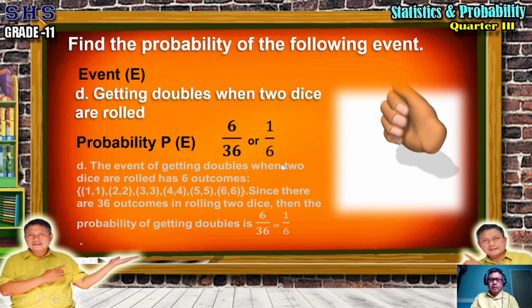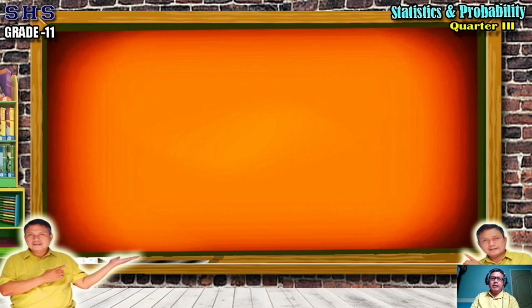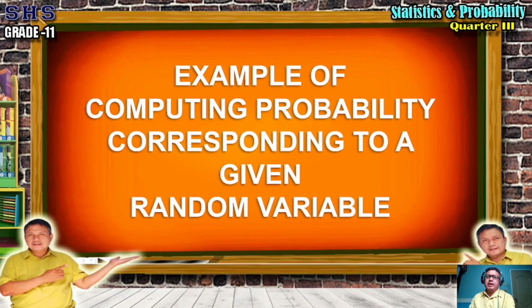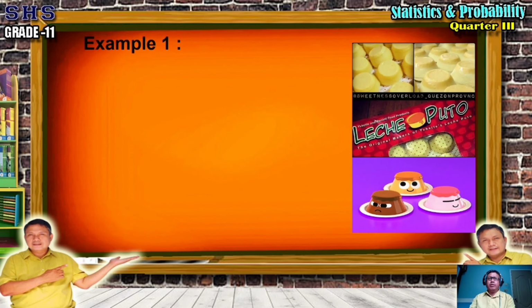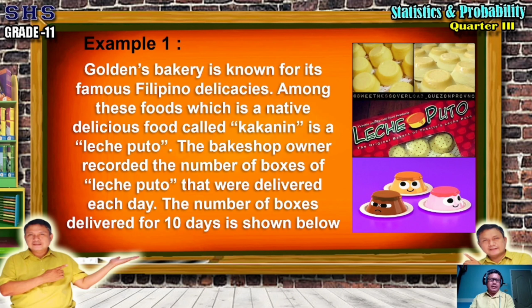Okay, so this time, let us now proceed to the example of computing probability corresponding to a given random variable. So, ang kagandahan po nito, since meron na kayong idea sa lesson number 4 in getting the probability of a random variable, so medyo madali na. So, ang mangyayari na lang po dito is i-compute na lang po natin yung kanyang probability. Now, here is example number 1 in computing the probability of a random variable.